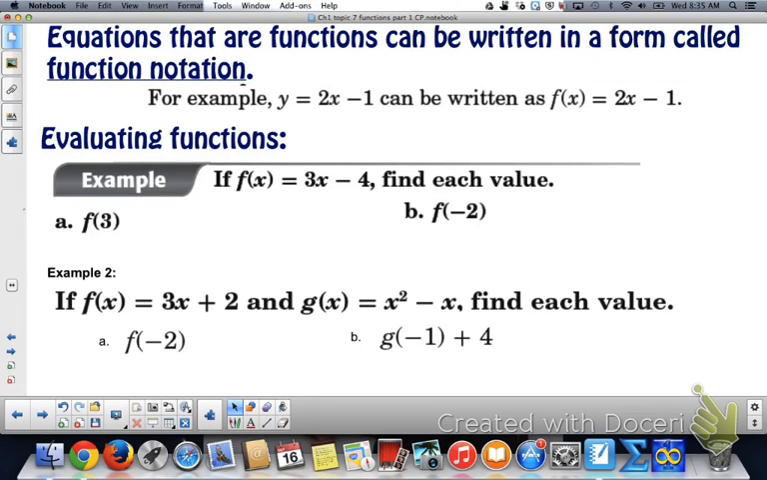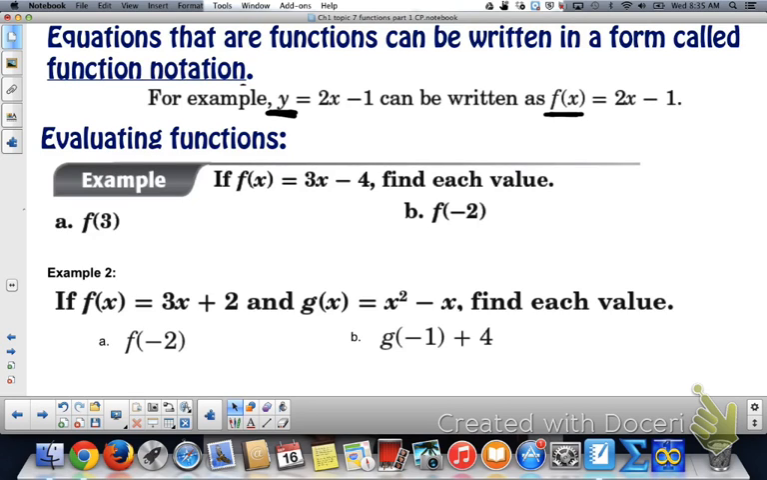Okay, equations are functions that can be written in a form called function notation. So, for example, y equals 2x minus 1 can be written as f of x equals 2x minus 1. It is just another notation, okay? y equals f of x equals. All right, they mean the same thing.